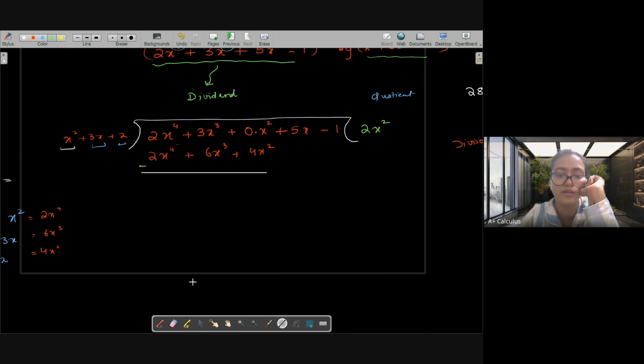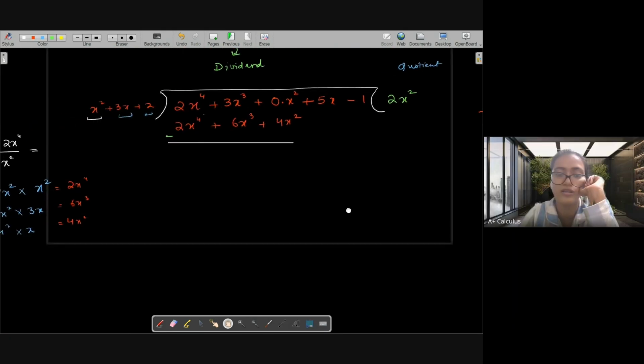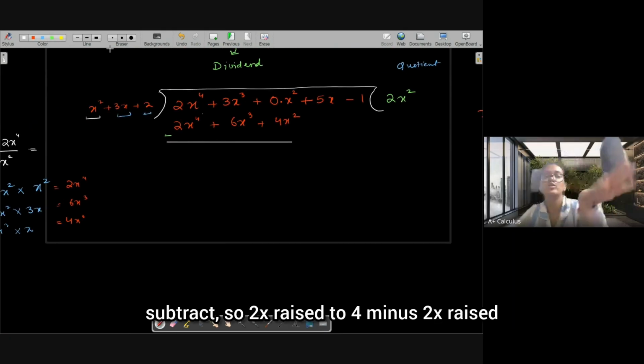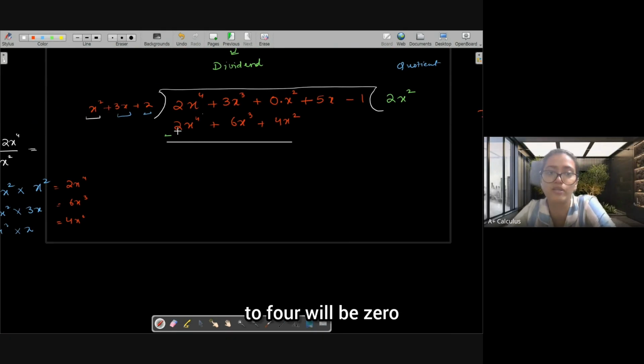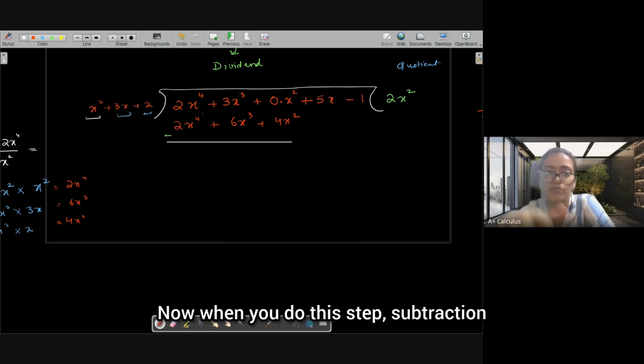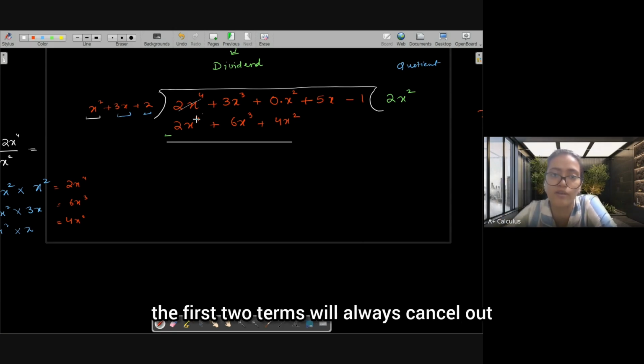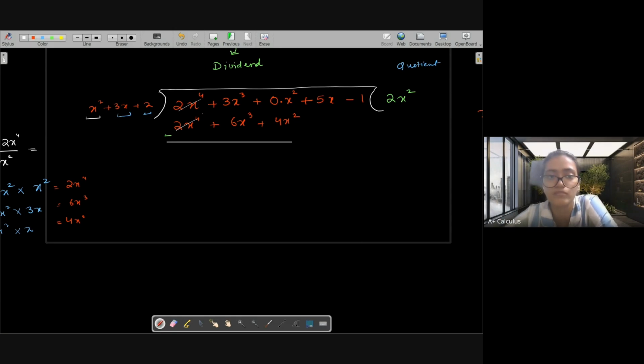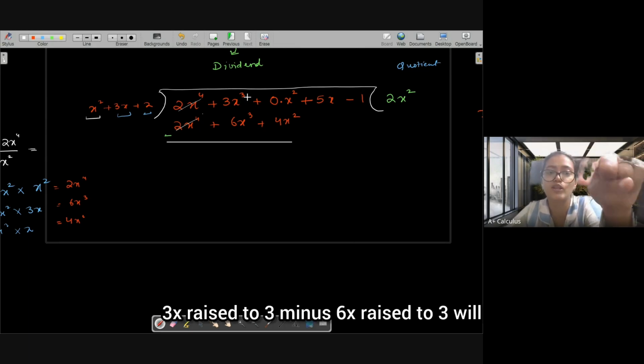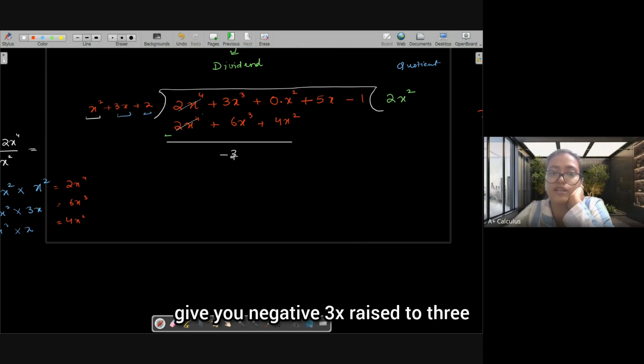Okay. So now you can subtract. 2x raised to 4 minus 2x raised to 4 will be 0. Now, when you do this step, subtraction, the first two terms will always cancel out. Then 3x raised to 3 minus 6x raised to 3 will give you negative 3x raised to 3.